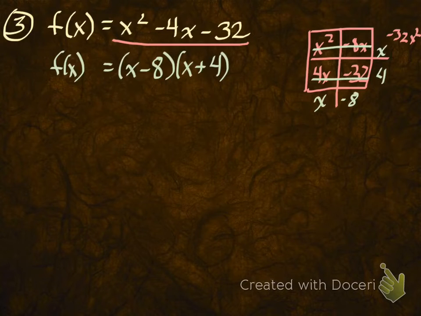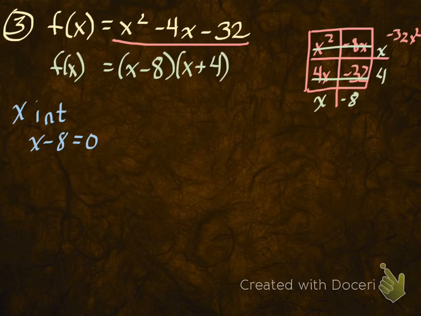And so let's go ahead and start. The first thing we're going to look at is going to be our x-intercepts. To find those, you'll set each of those parentheses equal to 0. So x minus 8 equals 0. And find out when that is. So you add 8 to both sides. And x is going to be 0 when x is 8.